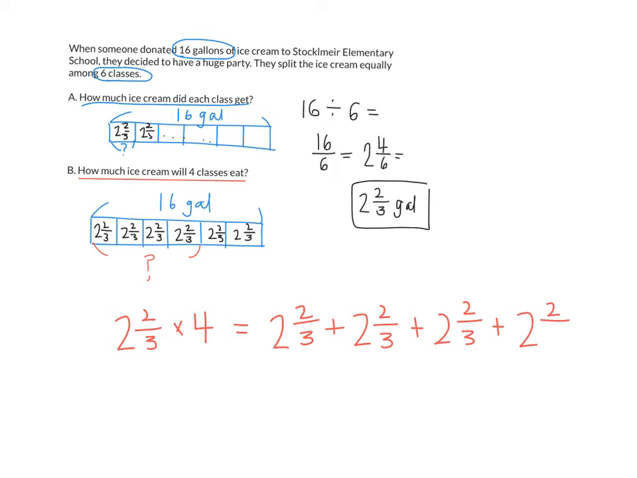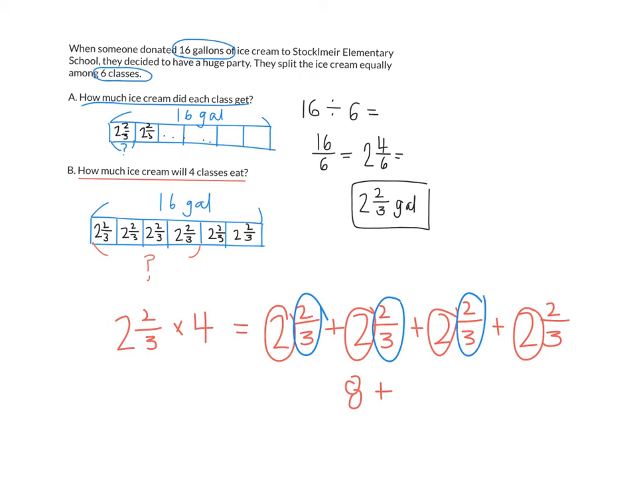So this is the same as 2 and 2/3 plus 2 and 2/3 plus 2 and 2/3 plus 2 and 2/3. Using the commutative property, we know that we can add up all the whole numbers first. What's 2 plus 2 plus 2 plus 2? 8. Okay. And then we can add up all the fraction parts. 2/3 plus 2/3 plus 2/3 plus 2/3. What is that?